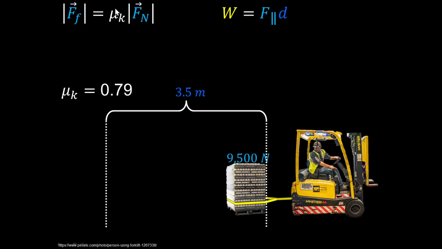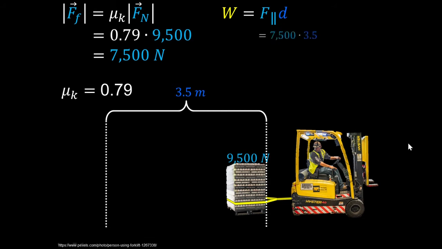Okay, so the force of friction is the coefficient of kinetic friction times the normal force. So the normal force was 9,500. The coefficient of kinetic friction was 0.97. So how much friction we're going to get is 7,500 newtons of friction. And that's opposing the motion. So if the forklift wanted to move that at a constant velocity, they would need to pull with 7,500 newtons to move it at a constant velocity. So that's how much force the forklift was applying. It applied that effort over this distance. So 26,000 joules of work were done sliding that object from here to here.